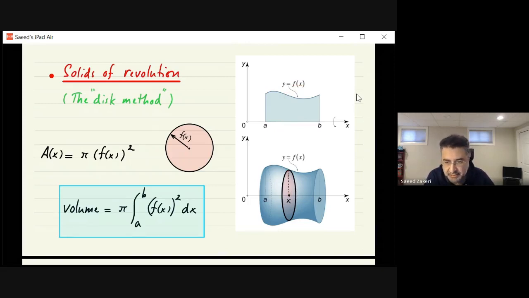The cross-section at x is a round disk of radius f of x, and therefore it has area. What is the area of a disk of radius f of x? It's pi radius squared, so it's pi times f of x squared. That would be the area of this cross-section. So my A of x in this special case will be pi f of x squared.